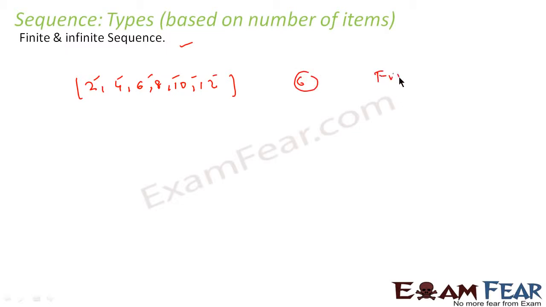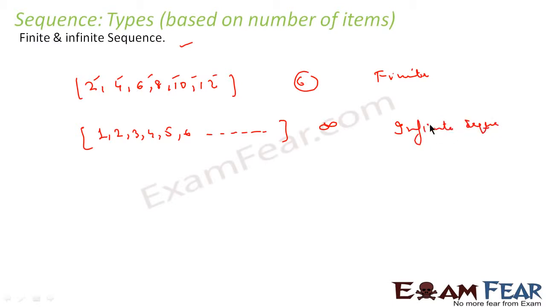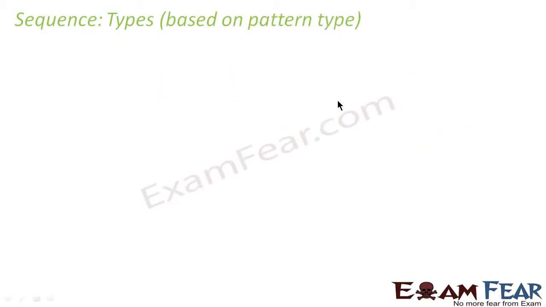So it is finite. In the other case, let's suppose we have the sequence 1, 2, 3, 4, 5, 6. It goes till infinity. So in that case, the number of elements in this sequence is infinite. So this is an infinite sequence. It's pretty simple. A sequence which has a finite number of elements is called a finite sequence, and a sequence which has an infinite number of elements is called an infinite sequence.